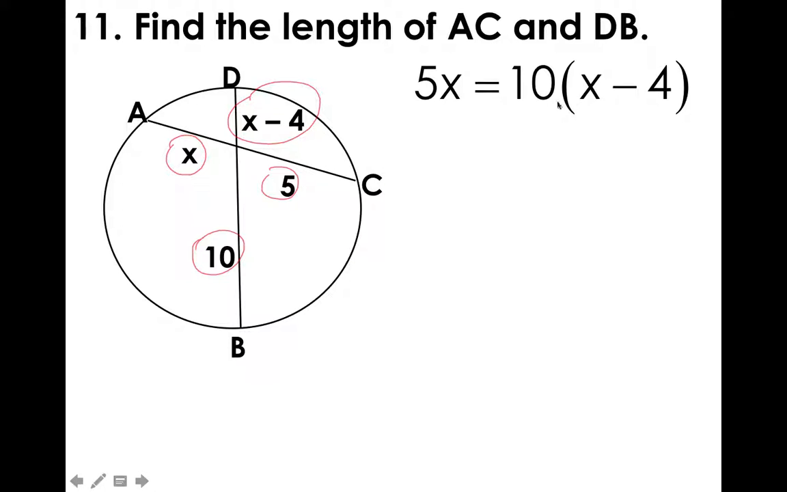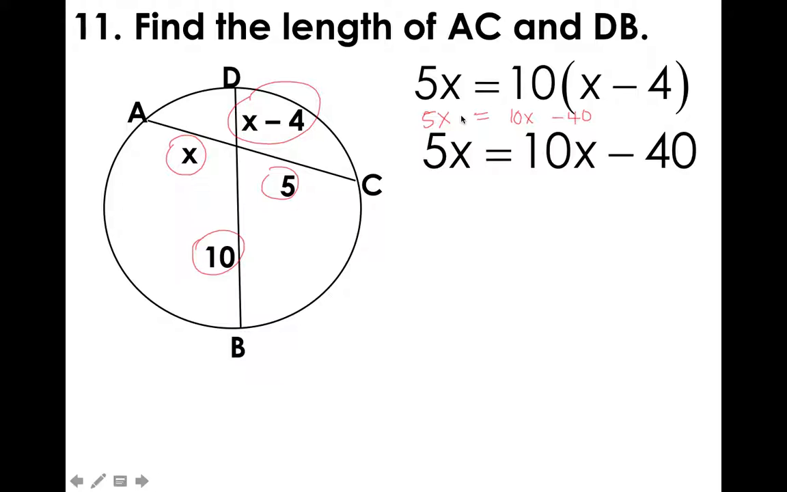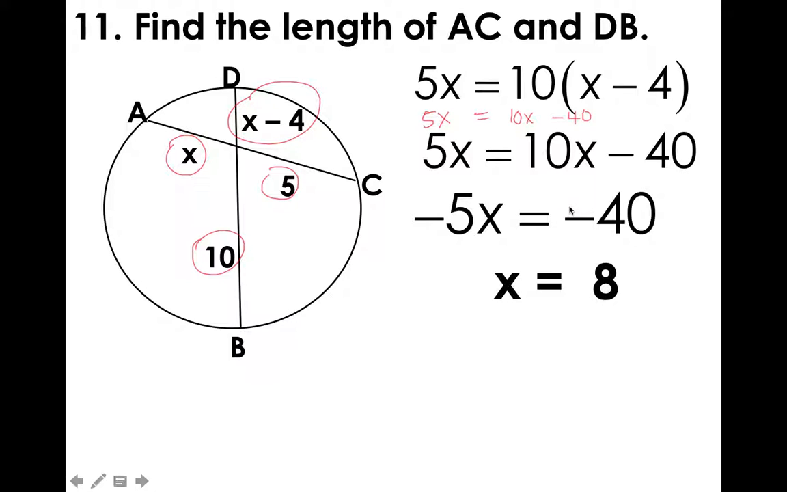Now we're back to basic algebra. I would actually do the distributive property right here. When I do the distributive property, that gives me 5x is equal to 10x minus 40. I need to get like terms on the same side, so I will subtract 10x from both sides. And I get negative 5x is equal to negative 40. When I divide both sides by negative 5, a negative divided by a negative gives me a positive 8.